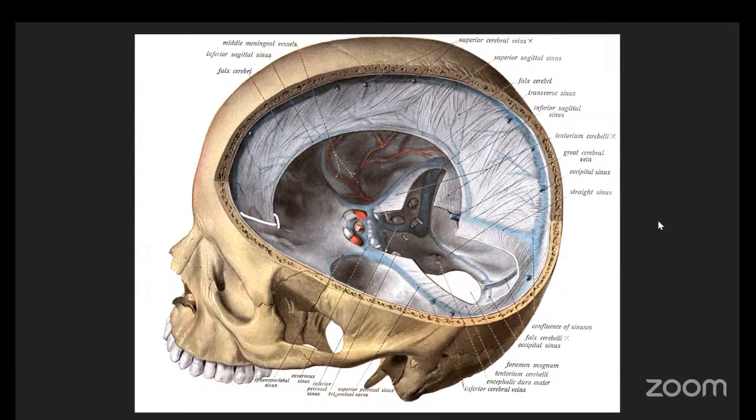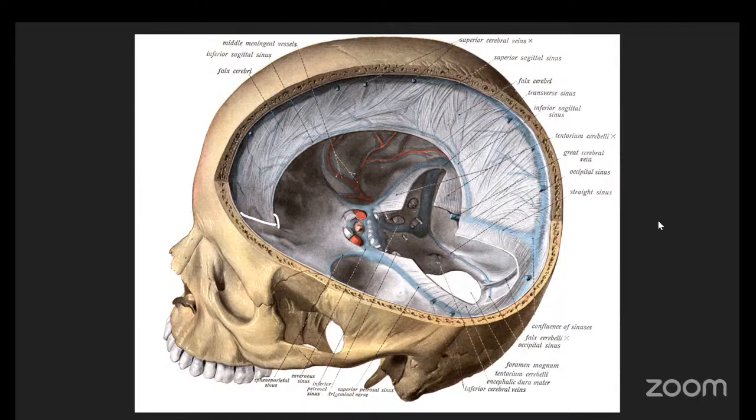Which procedure usually? Anterior skull base tumors, right? Or any procedure that requires us to expose the anterior skull base, we can safely detach the falcine attachment from the crista galli. It's not going to cause much of a problem.